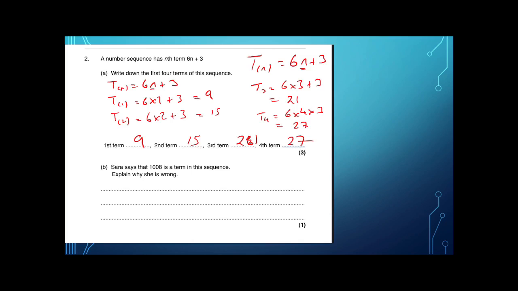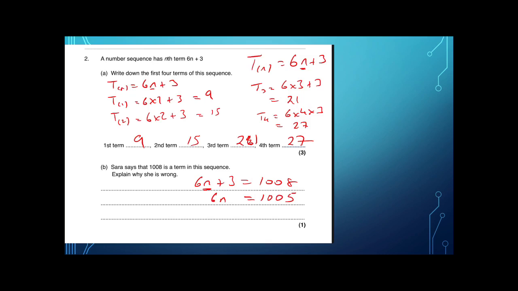Sarah says that 1008 is a term in the sequence. This is a tricky question. If it was a term in the sequence, then this would work. When we solve for n, we would get a whole number. Okay, so 6n, subtract 3 from both sides, and divide by 6. Now this only works if n is a whole number.